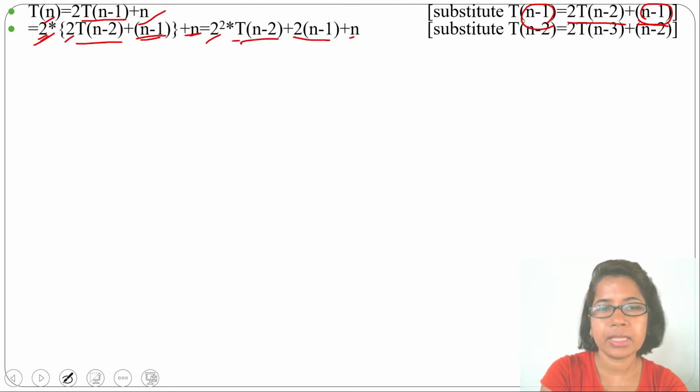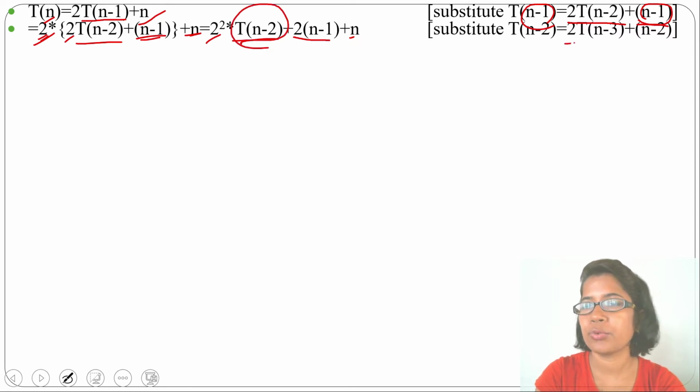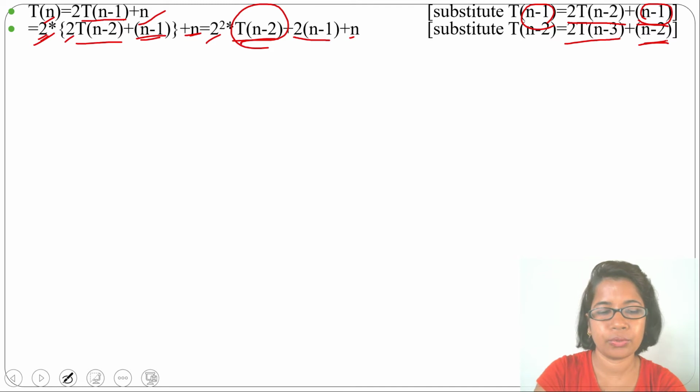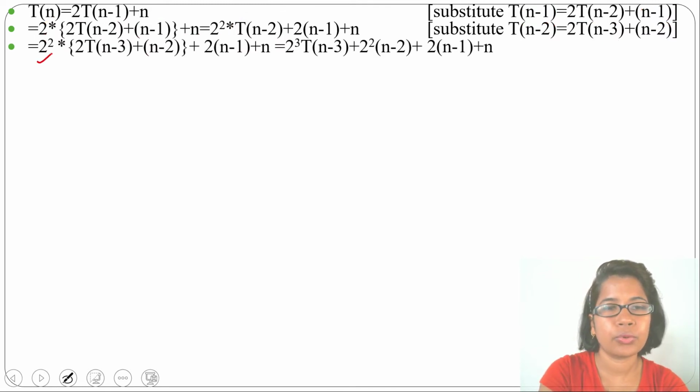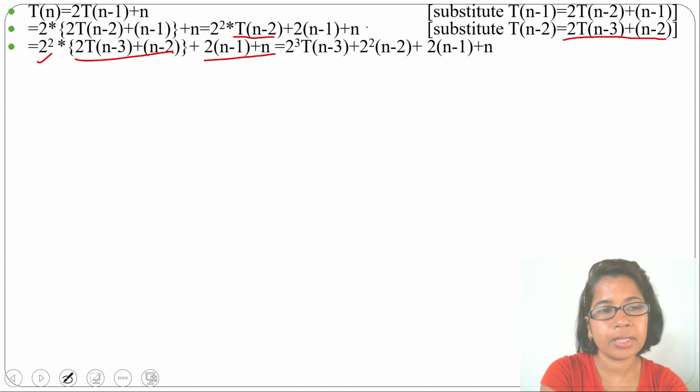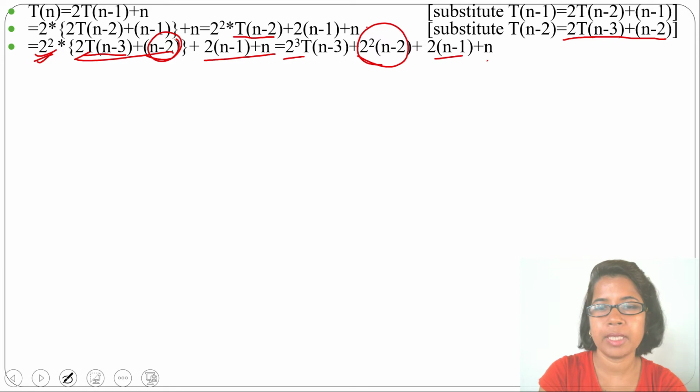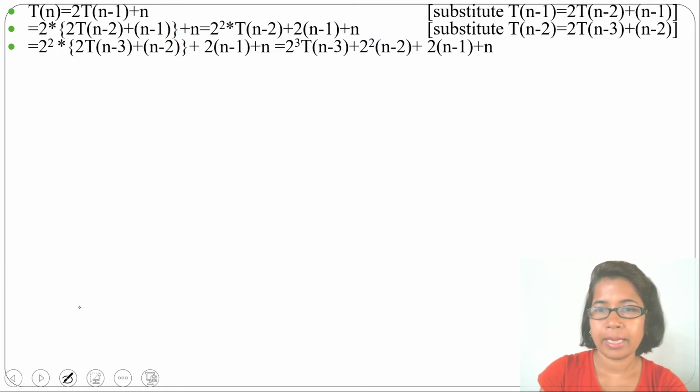Next, in place of this T of n minus 2, we can substitute 2T n minus 3 plus n minus 2. So after substitution, we will get 2 square, then T of n minus 2, in place of that we will substitute 2T n minus 3 plus n minus 2, plus before it was 2 n minus 1 plus n, so we'll write as it is. Now simplify this. 2 square multiplication 2 will get 2 power 3, then T n minus 3, then 2 square multiplication n minus 2 plus 2 multiplication n minus 1 plus n, as it was given before. Like this it will continue.